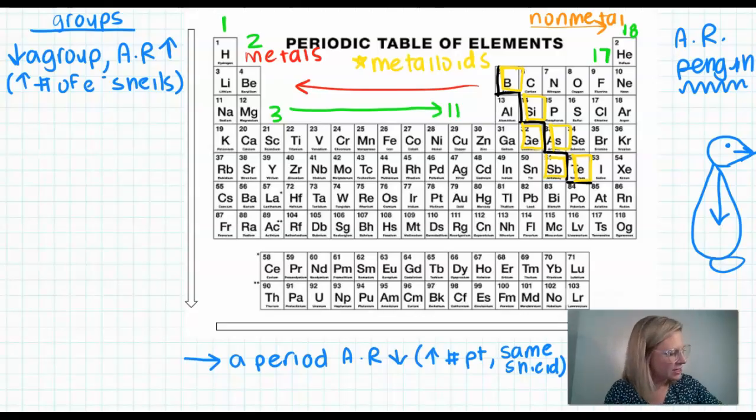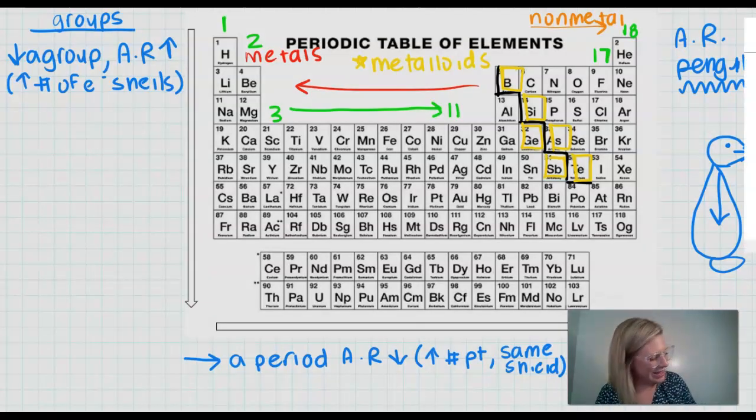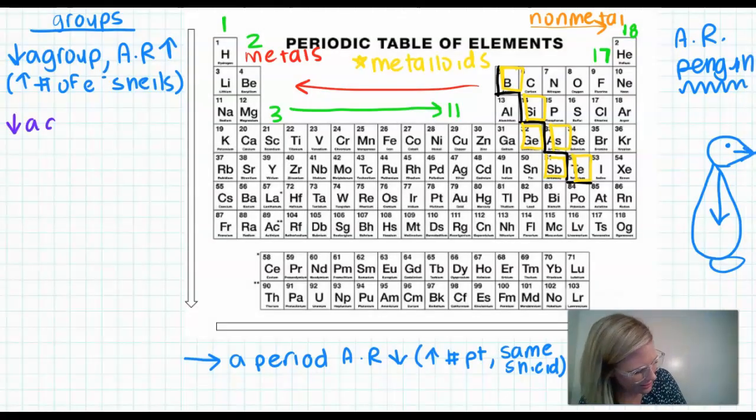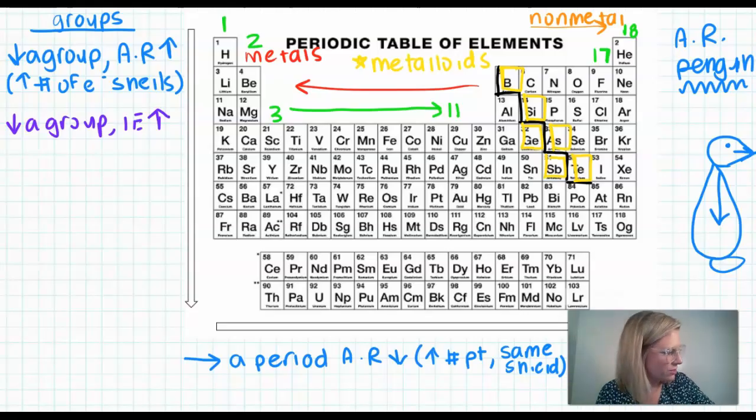All right, let's talk about our next trend, which is ionization energy. Ionization energy is defined as the amount of energy it takes to remove an electron. So as you go down a group, the ionization energy is going to decrease. It's opposite of the atomic radius. Ionization energy decreases. Why is that the case?